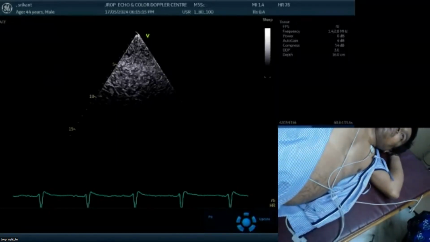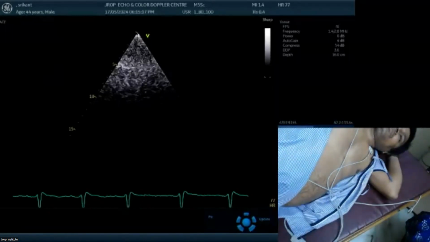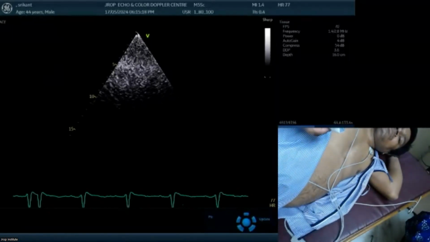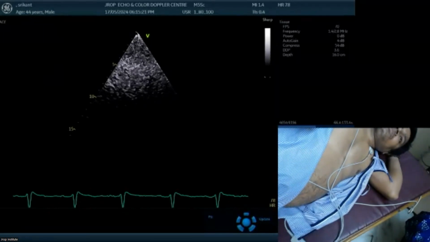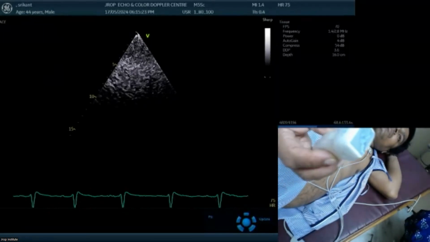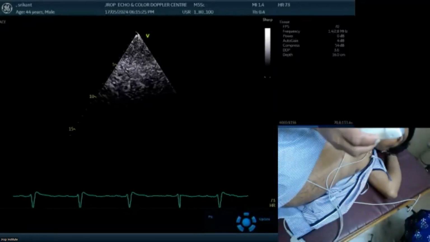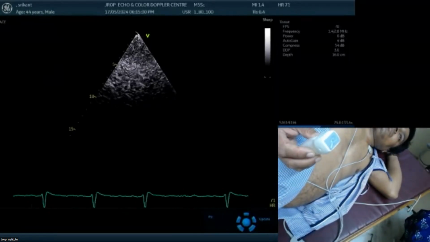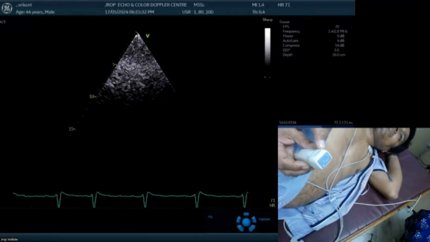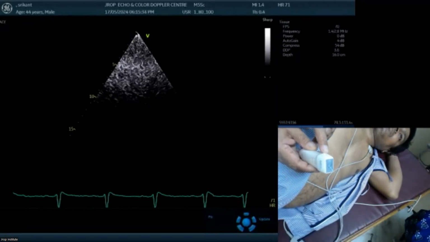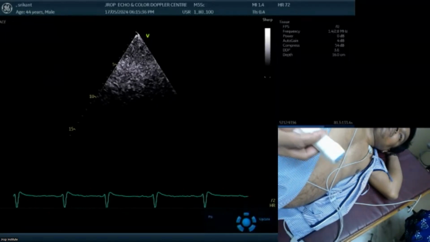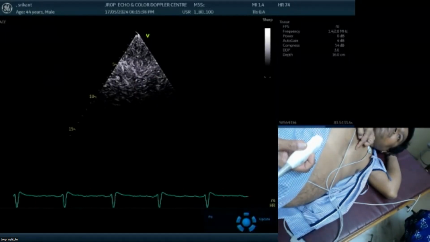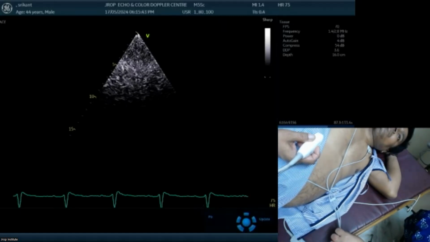So I'm going to put my transducer here. Here's a transducer which has got an index marker over here. This is the footprint of the transducer. This is the index marker of the transducer. So the first window is the third intercostal space along the sternal border, index marker at 11 o'clock position.